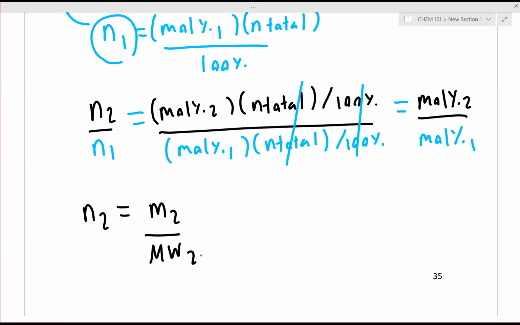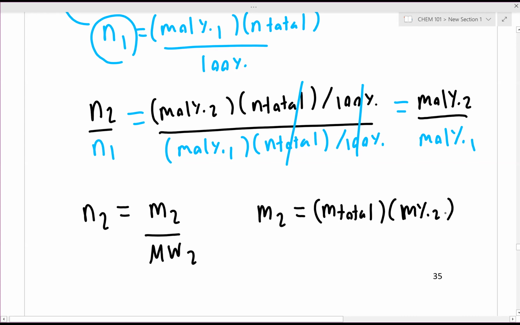Okay. Now let's think, how do we calculate mass from mass percent? And just like our equation for mole percent, we can calculate the mass of an element by taking the mass total of our mixture times the mass percent of element 2 over 100.